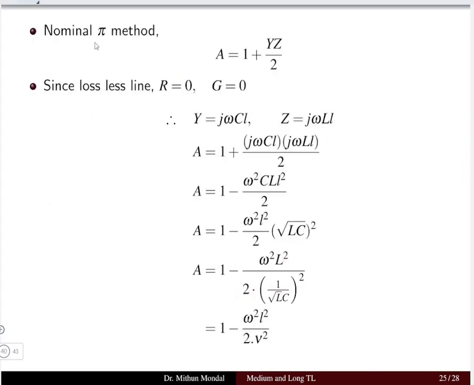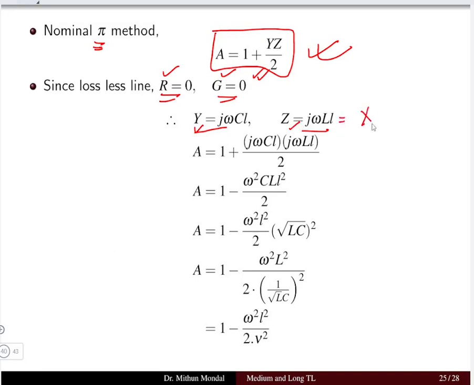So if we apply the nominal pi method, then A is equal to 1 plus YZ by 2. This we know from previously, that for a nominal pi method the value of A is 1 plus YZ by 2. And the line is lossless, so R and G are 0, that is resistance and conductance are 0. So we can substitute the value of Y and Z in this particular line. Y is the admittance and Z is the impedance. So Z is equal to XL and Y is equal to XC.